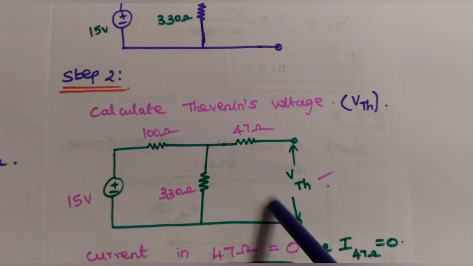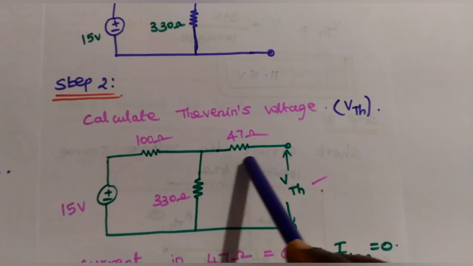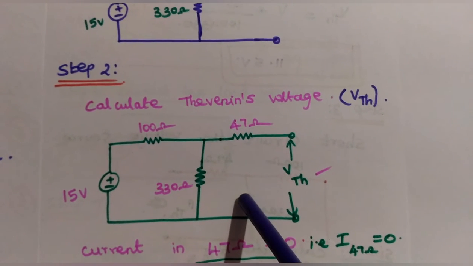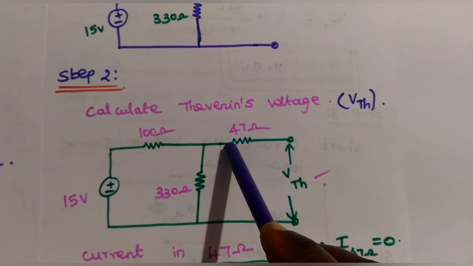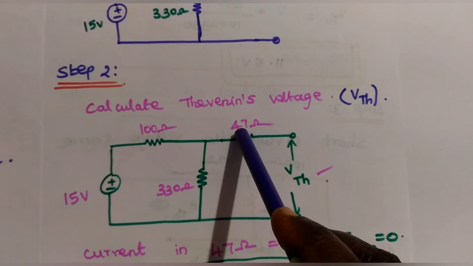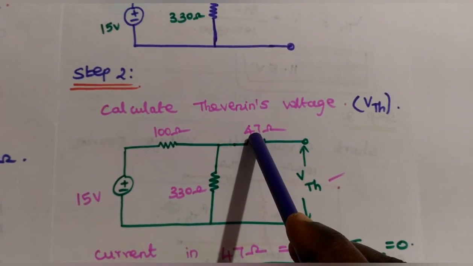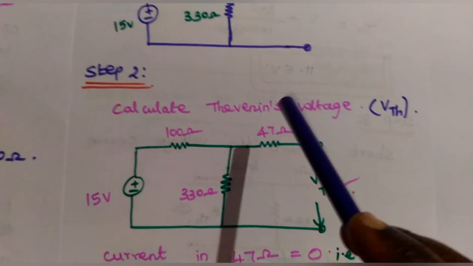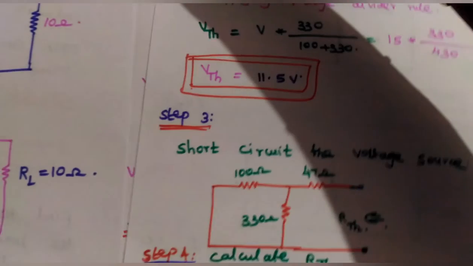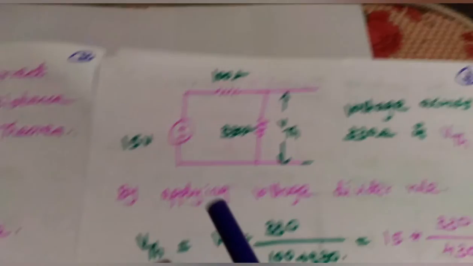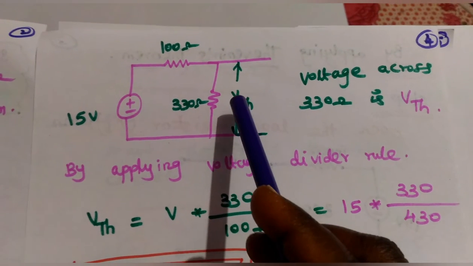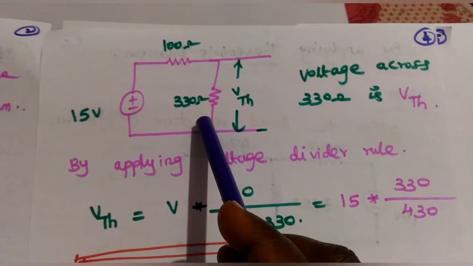In this network, this is the closed loop, and this portion, the second loop, is an open loop. In the open loop, normally the current is equal to 0. So the current flowing through the 47 ohm is 0 because it is an open loop, so we can neglect the 47 ohm resistance. After removing the 47 ohm resistance, the circuit will be like this. So VTH is nothing but the voltage across the 330 ohm resistance.